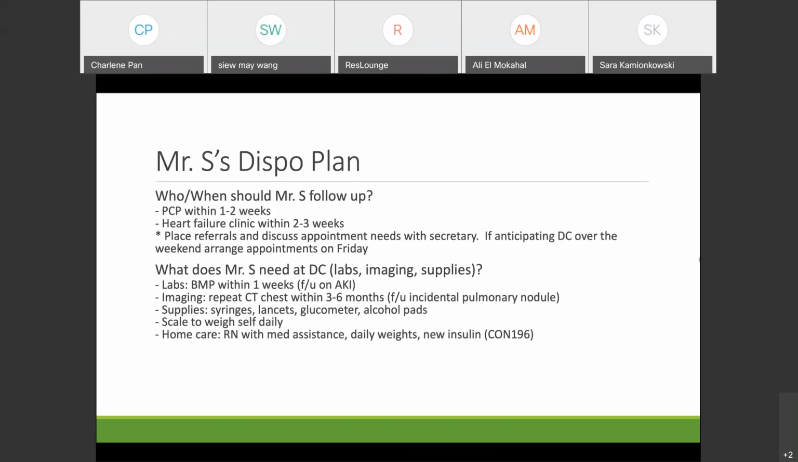And then every heart failure patient should weigh themselves daily. So if he doesn't have a scale, we can get him a scale. And then you talked about if he has support at home. So you can also send them with home care, particularly for him, a nurse, to help with meds, daily weights, and new insulin, okay? And then you need to go over all these instructions with the patient, okay, and answer any questions he may have so he understands what he needs to do when he goes home.